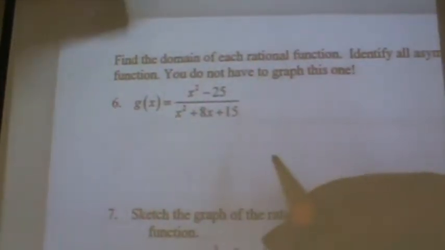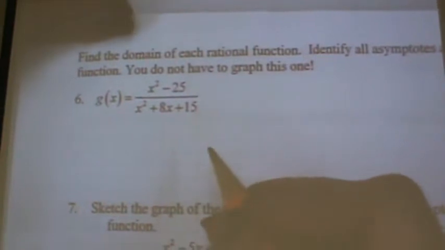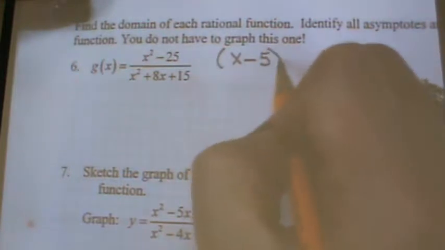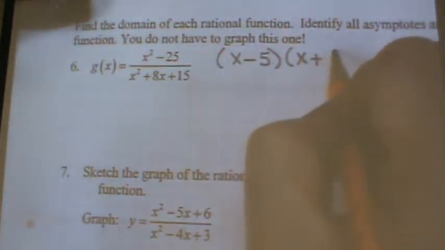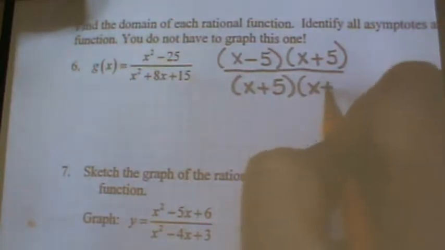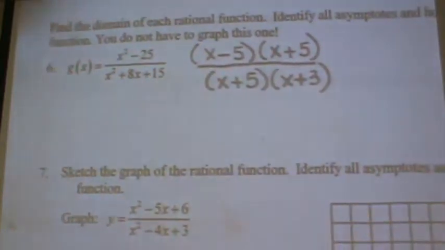Next one. Number 6. Can you tell me what the horizontal asymptote is right now? Y equals 1. Don't forget that. Now factor this numerator and denominator. I'm giving you easy factored problems. I'm not testing you on factoring. So you should all be able to factor these, just be careful.